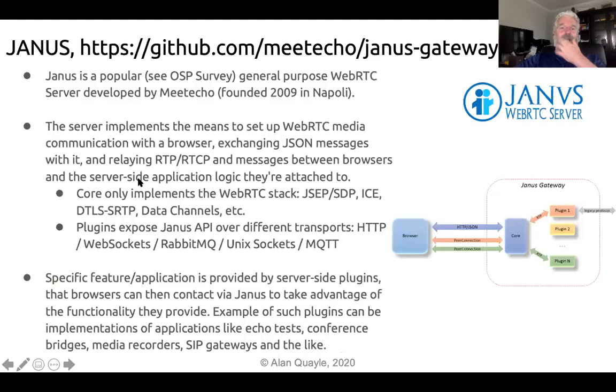Janus is a general purpose WebRTC server developed by Meetecho, and they were founded in 2009 in Napoli. This server implements the means to set up WebRTC media communications with the browser, exchanging JSON messages, relaying all the protocols that you'd expect. So you've got the browser, this is the core, and then they have these plugins where you can add in other functionality like conferencing, like Jitsi, which I'll mention on the next slide, SIP gateways, media recorders, all that good stuff. So they've got a great project that just abstracts away the WebRTC complexity. Now, I'm going to do a WebRTC status review in another presentation, so that'll help you appreciate the complexity that this great project is abstracting.